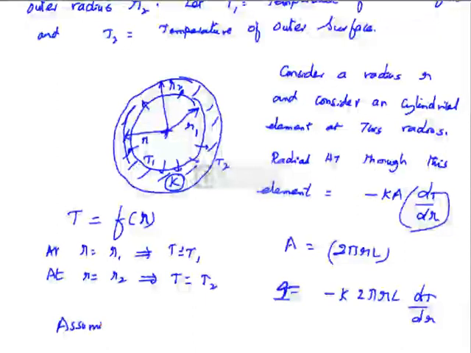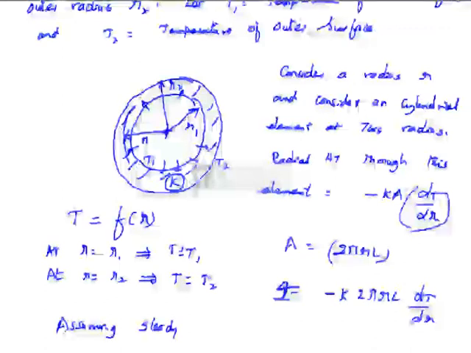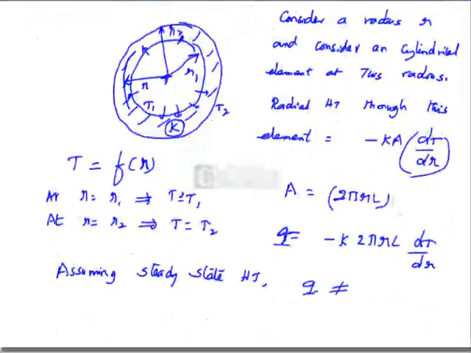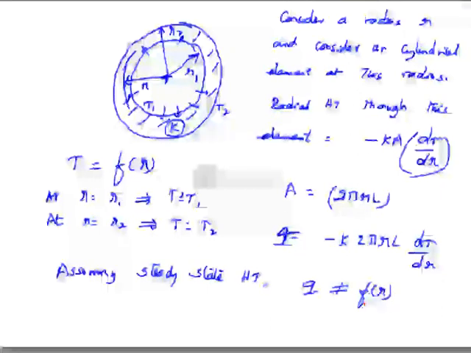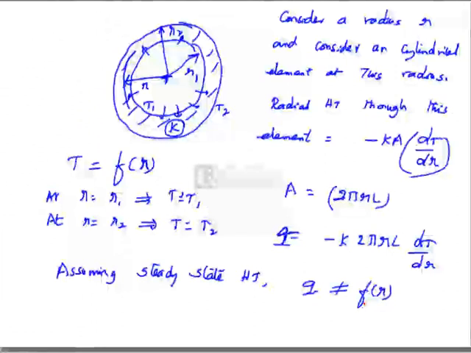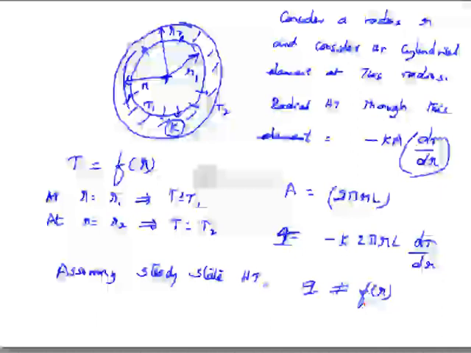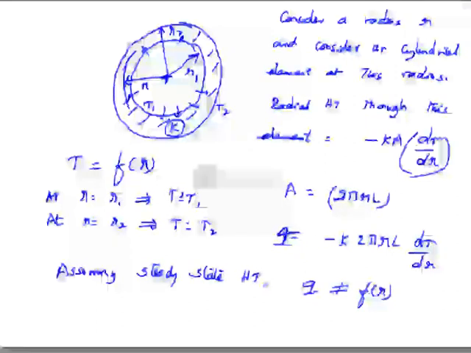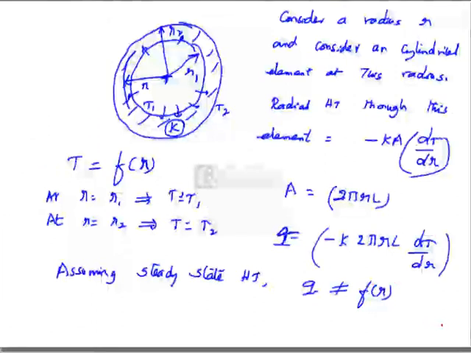Assuming steady state heat transfer, Q cannot be a function of R. The Q should be the same at every R, otherwise the steady state conditions would not be satisfied. Because if Q is different at different R values, there would be variation of temperature with respect to time. Therefore, to satisfy steady state heat transfer, Q cannot be a function of R.